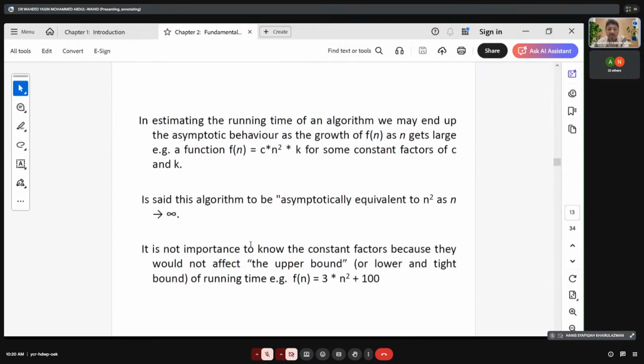It is not important to know the constant factors because they would not affect the upper bound, lower bound, or tight bound of running time. Example, n power 2 plus n. When n is going to infinity, we don't care about these constants.